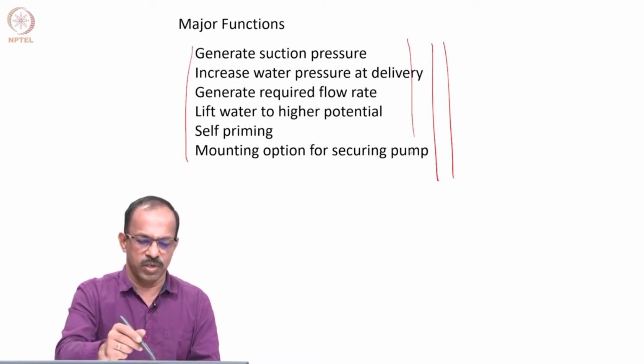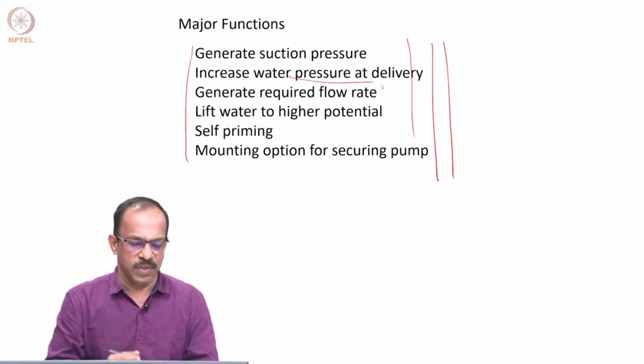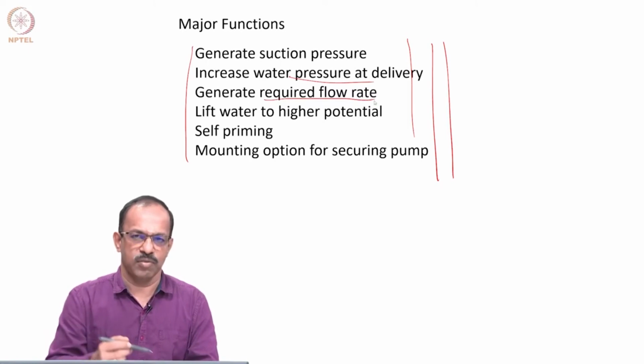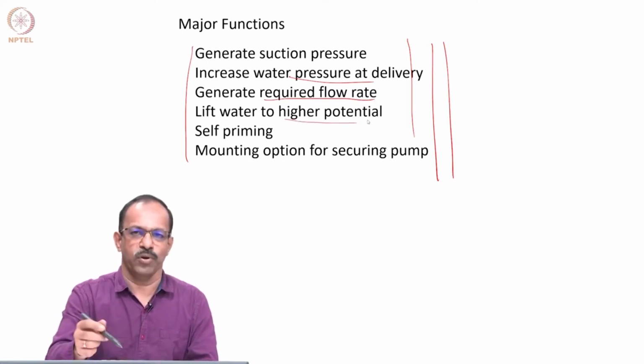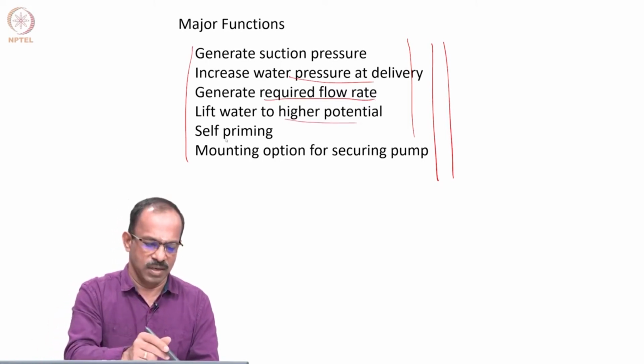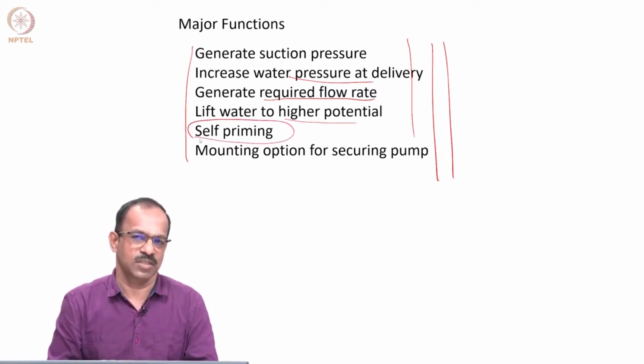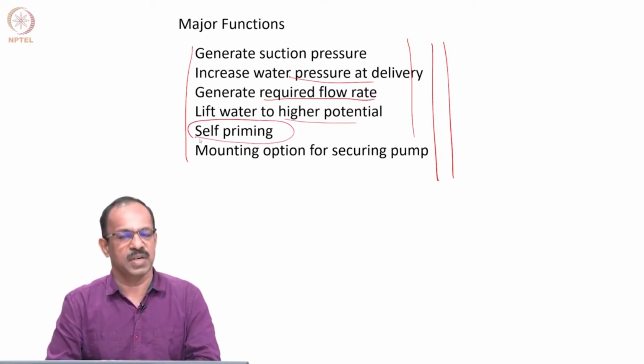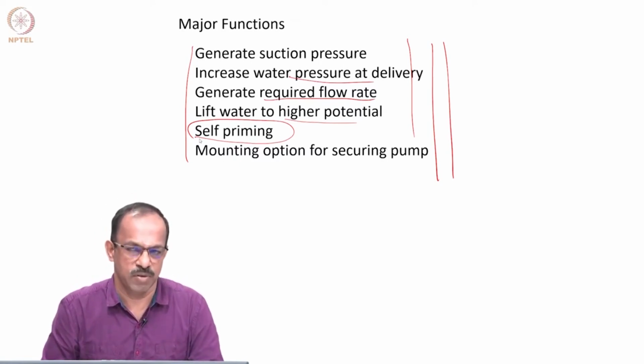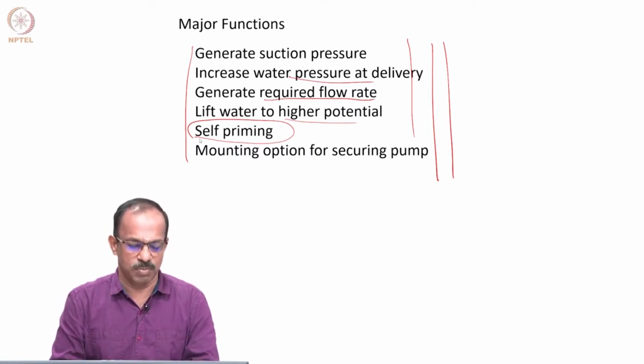You need to increase the pressure at the delivery, and you need to create a particular flow rate, and you need to control the backflow and other things, and something called priming may be required. That is, in some cases, not all pumps need it, but most pumps require some kind of priming, so that is also to be achieved in the product.